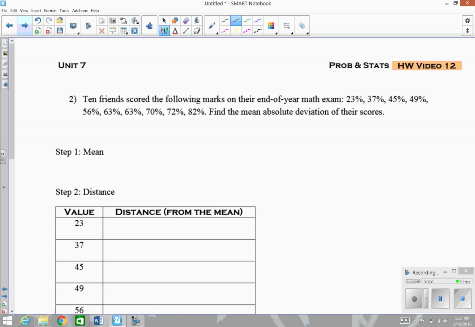Okay, this one I'd like you to do on your own. I just want to explain one thing. A lot of times students get confused by these percent signs. You can really ignore them if you want. The only reason the percent is there is because these are the scores they got in their exam. So someone got a 23%, someone got a 37%, a 45%, et cetera. If you just want to say they got a 23, a 37, a 45, a 49, no big deal. For the mean, you're going to add them up and divide just like you always do.